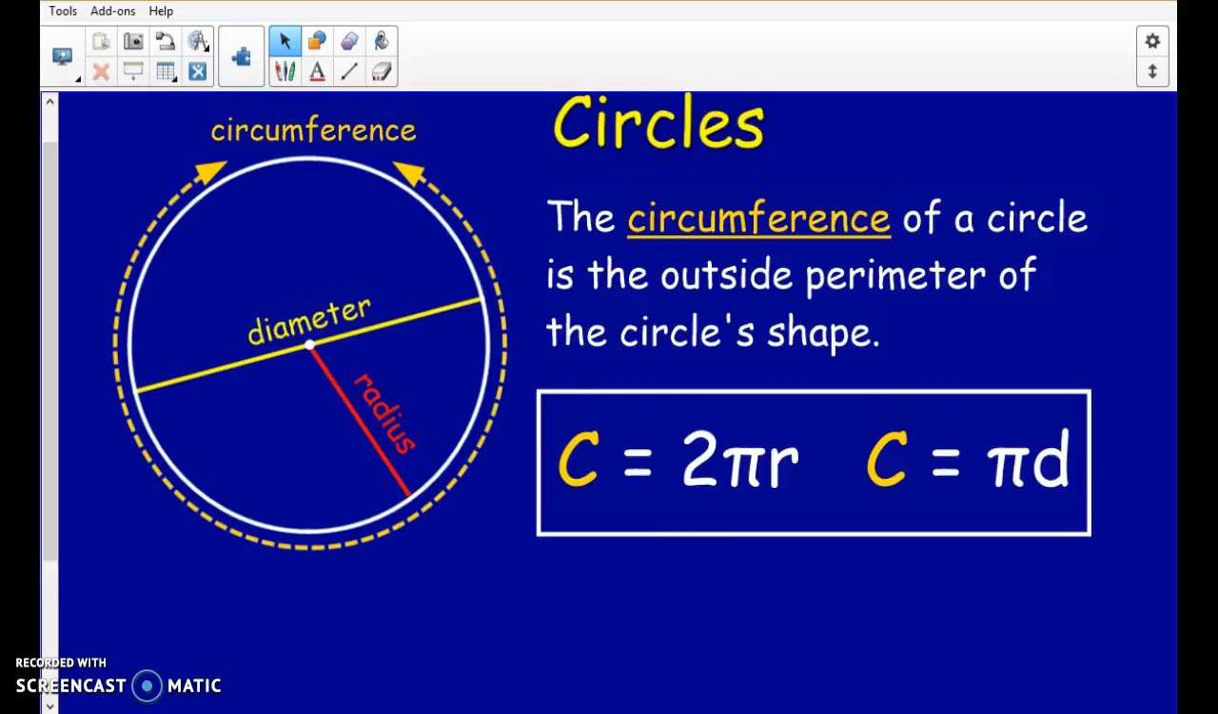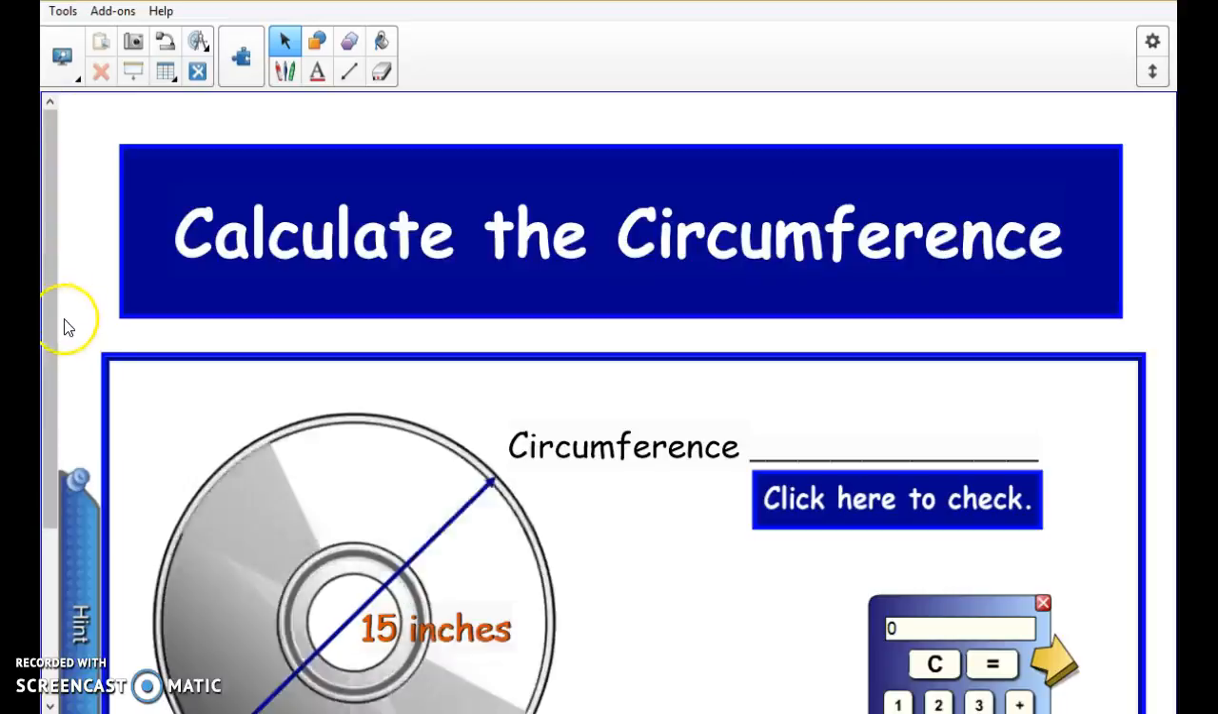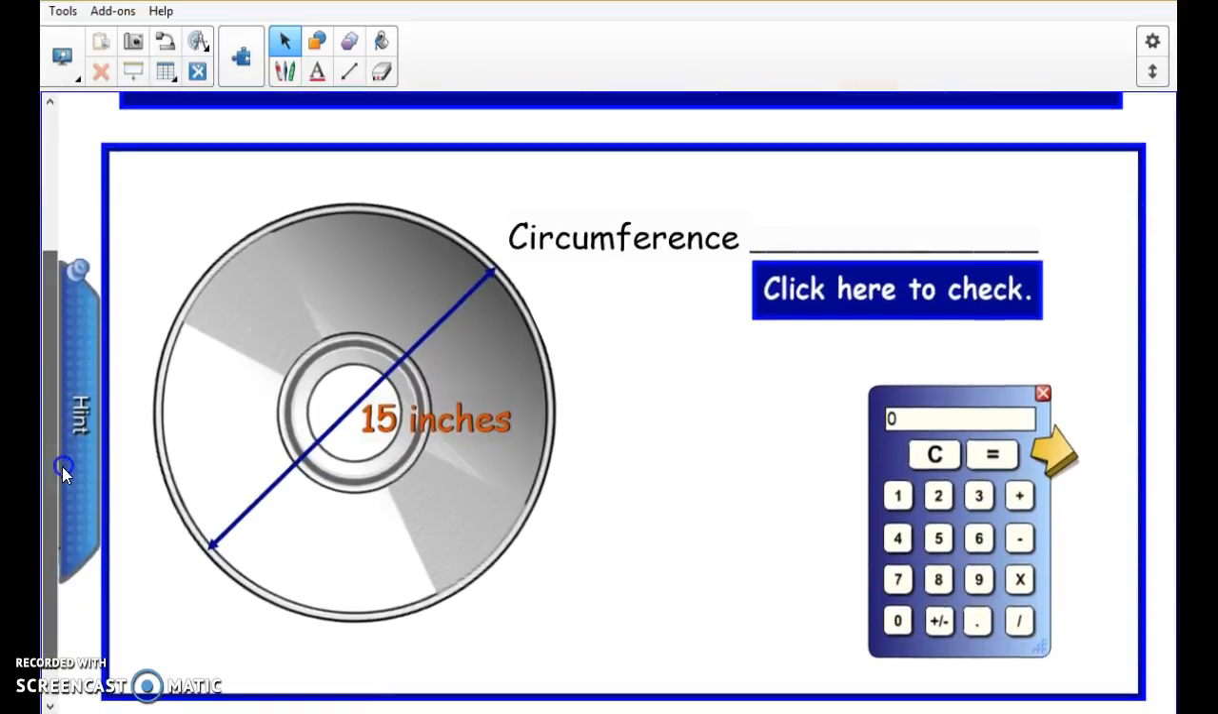We also need to know how to find area. Area of a circle is pi r squared. So if they give us the diameter, we have to do some work to figure out what the radius would be.